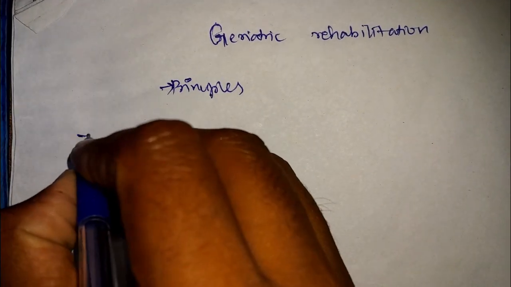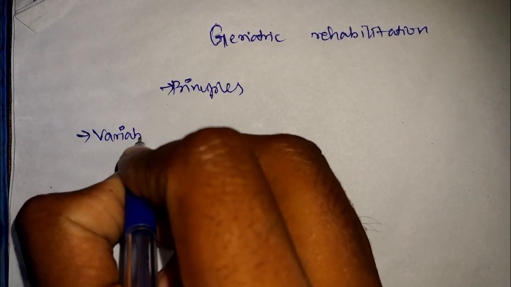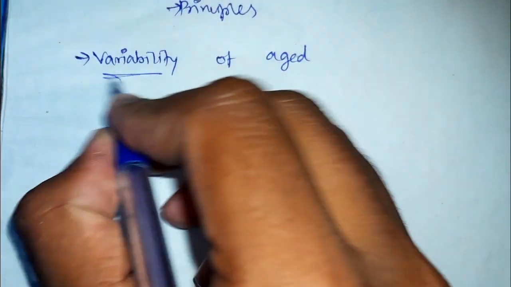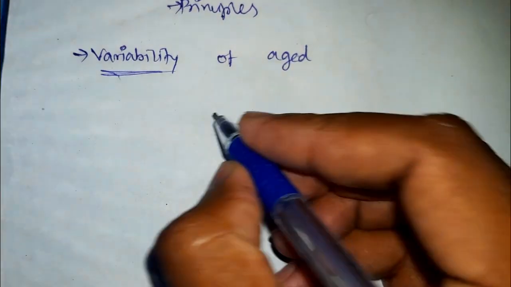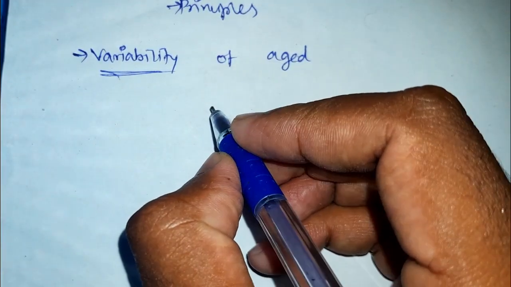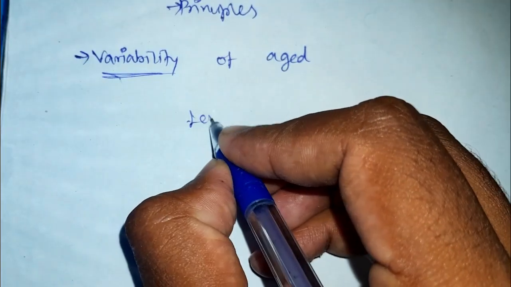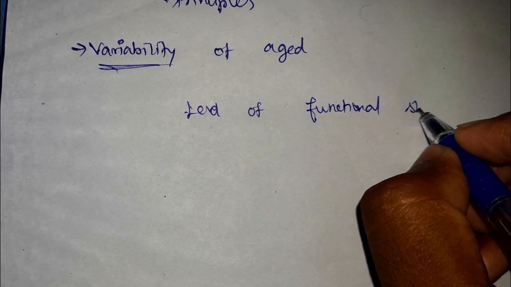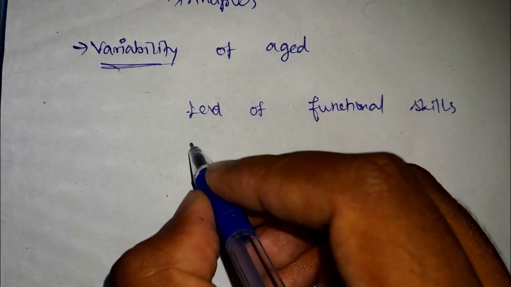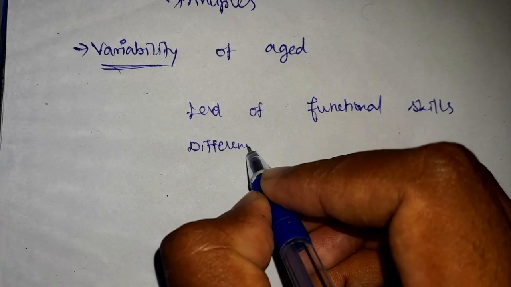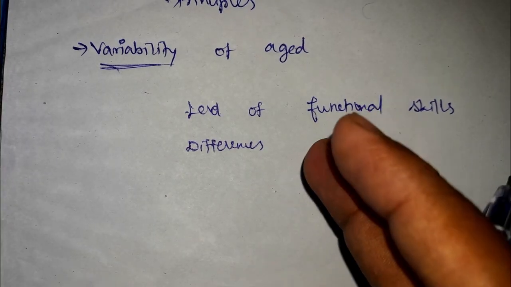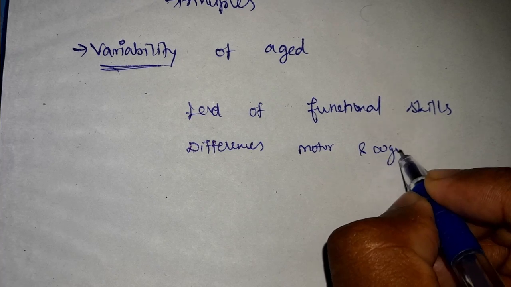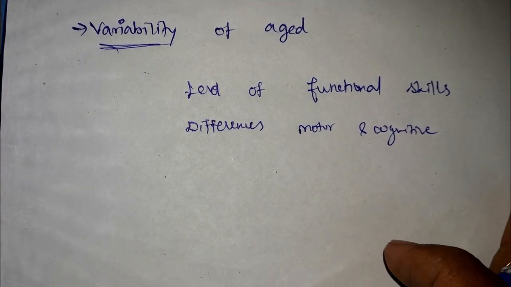In this, three main principles are there. The first principle is variability of the aged. What is variability? It means they are different. They are more variable in their level of functional capacity, functional skills. So there is a difference, which can be identified not only as motor but also cognitive. These are the differences we can note.